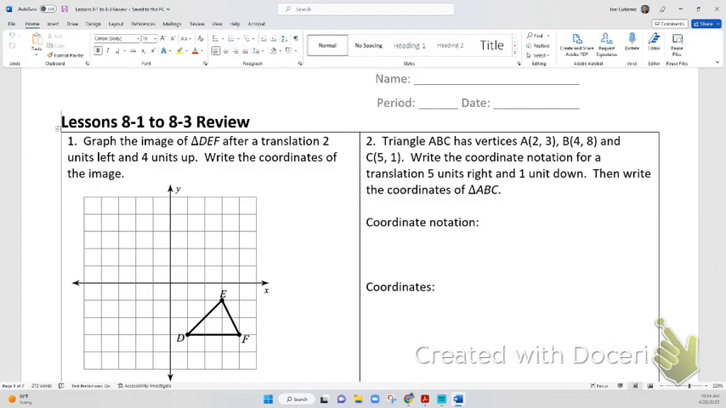So in this video, I'm going to go over lesson 8-1 to 8-3 review. So let's get started with number one.